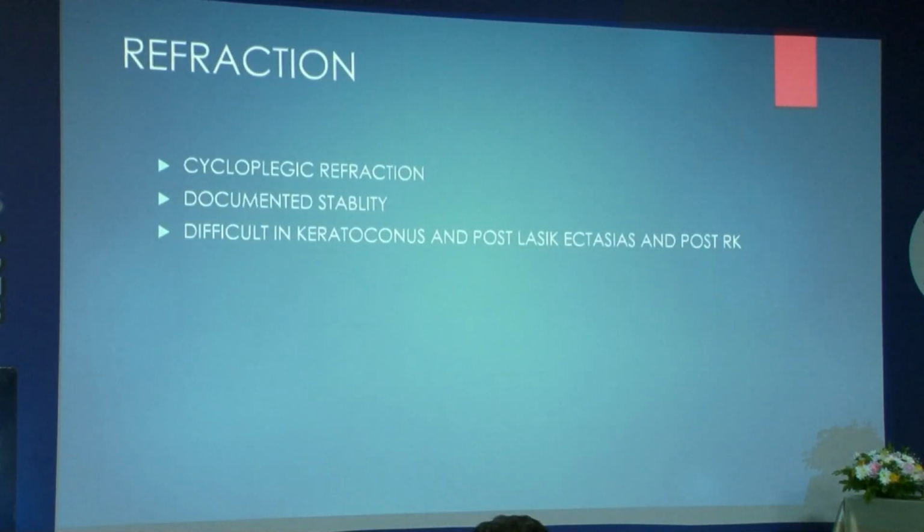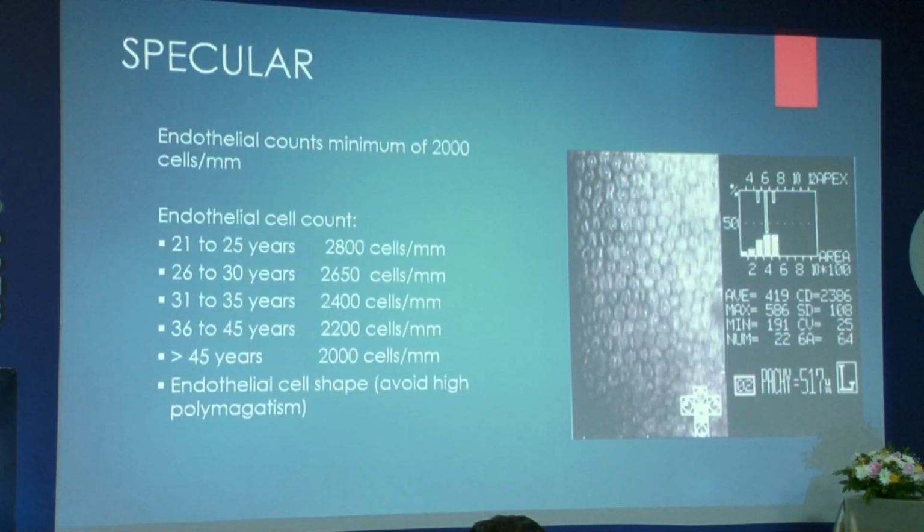So coming to refraction, do a cycloplegic refraction. Make sure that you have documented stability. These cases are more difficult in keratoconus and post-LASIK ectasias than post-RK. Get a specular done. Let the patient know that yes, we are doing these additional investigations not just randomly, but because this has to be safe for the rest of your life.